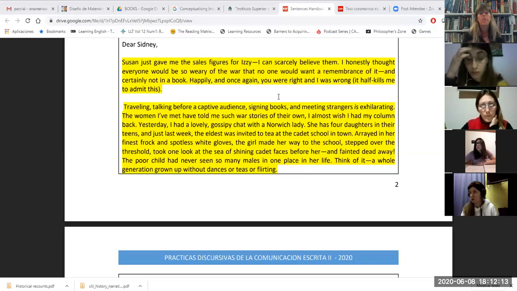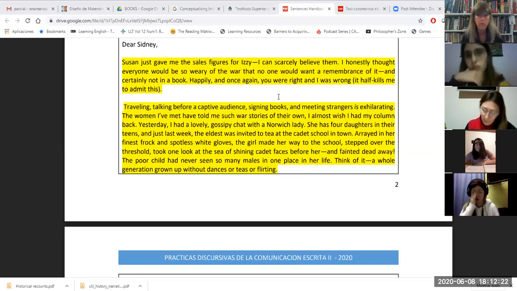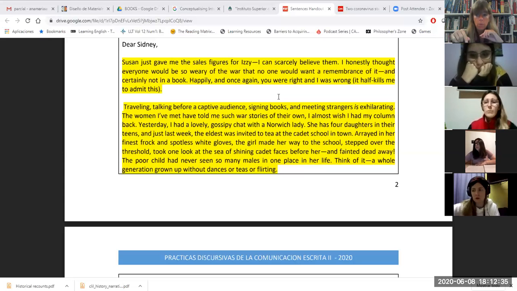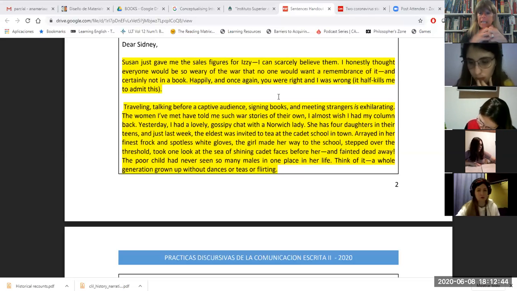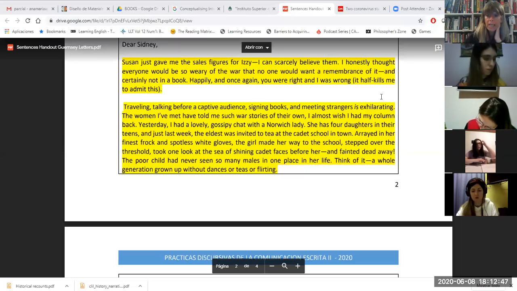So there are more clauses. Everyone would be so wary of the war is one, that no one would want a remembrance of it, that's another, and certainly not in a book. All right, so it is not a compound complex, it is a complex sentence. There is no compound element here, right? Because this, and certainly not in the book, is not a clause.